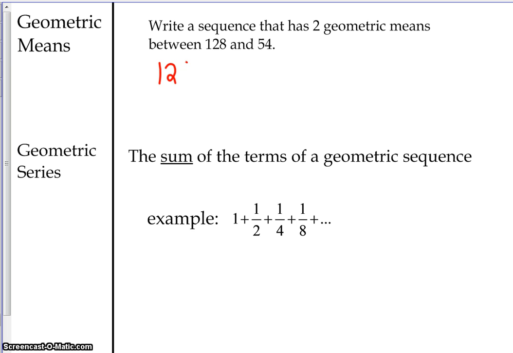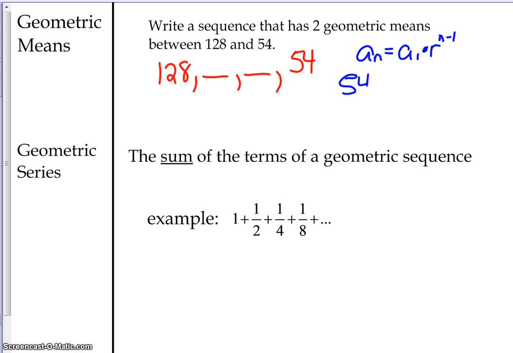So in other words, when we start with 128, we have 2 spots that have terms in it, and the last term is 54. Okay? So we still have the same formula that we follow here: the last term equals our first term times r to the n minus 1. What we're not going to know here is our r. So our 54 will equal our 128 times some value r to the 3. Now, why did I pick 3? Well, I know we have 1, 2, 3, 4 terms, and so one less than that.